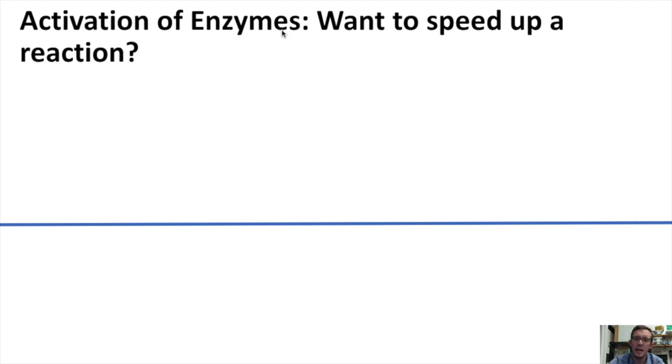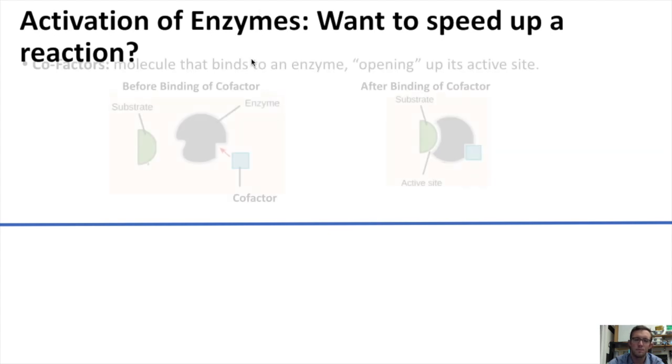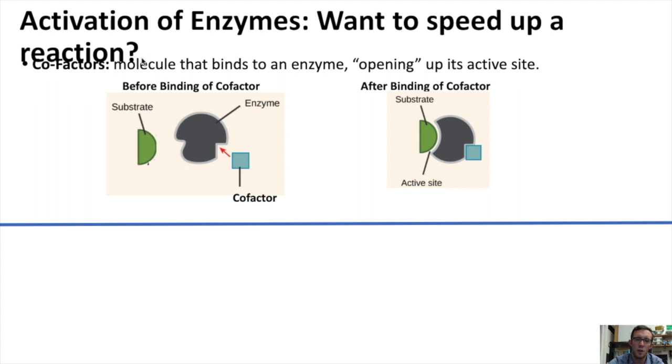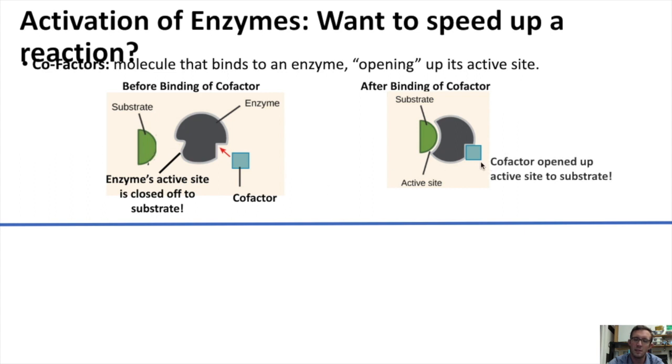Activation of enzymes is the opposite. That's what a cell would do if it wanted to speed up a reaction. And activation of enzymes works a little bit simpler. Activation can involve cofactors, which are molecules that can bind to an enzyme and open up its active site. So here you can see before this cofactor binds onto the enzyme, its active site was closed off to the substrate. It wasn't able to interact with the substrate. But when the cofactor attaches to the enzyme, it kind of pops open the active site here and allows the substrate to interact.